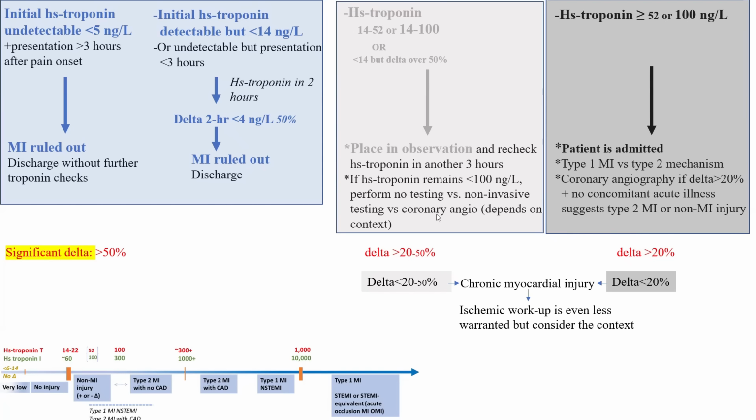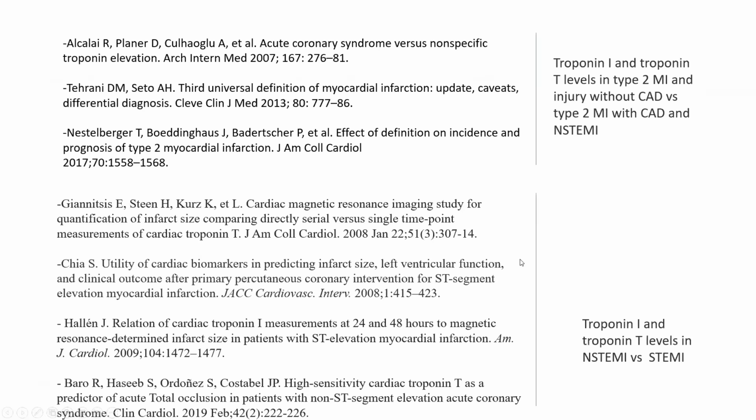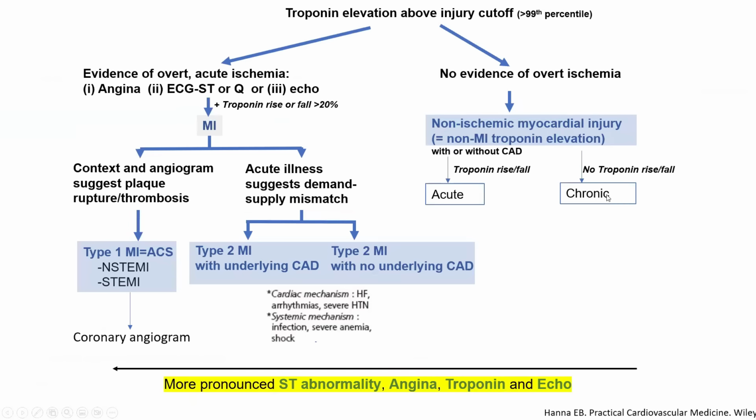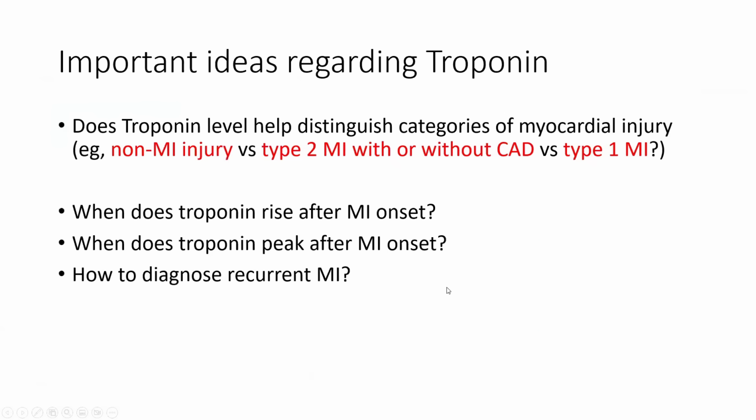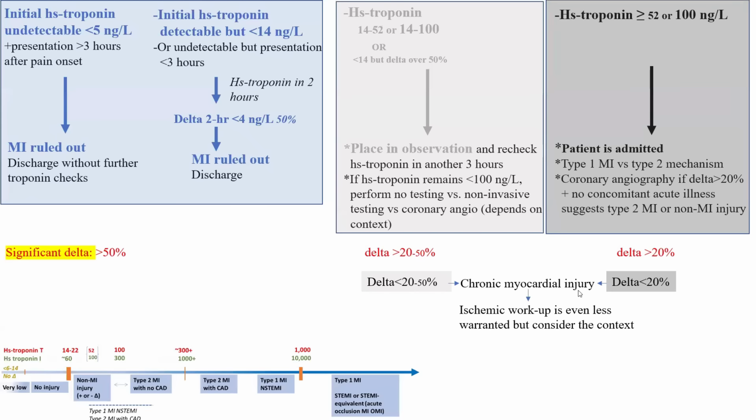Now, if the delta in those zones is less than 20%, this is what we call a chronic non-MI myocardial injury. This one here, it's a chronic non-MI myocardial injury. In those patients, ischemic workup is even less justified than in that gray zone. Overwhelmingly and most often, you do not need to do an ischemic workup, but again, take into account the EKG and the context.